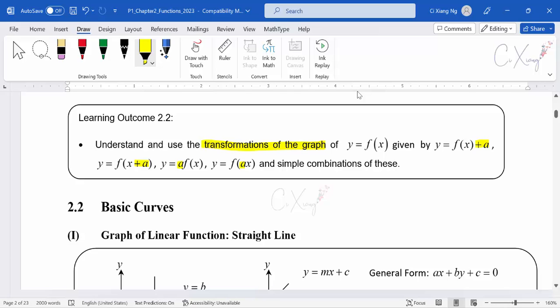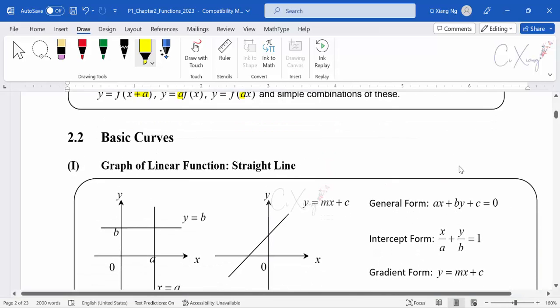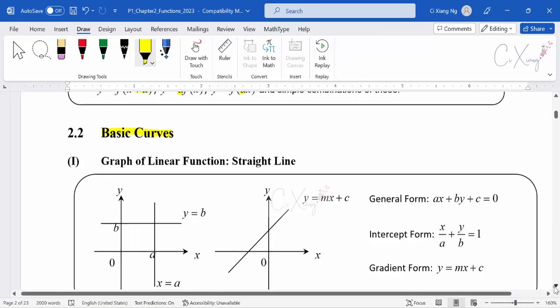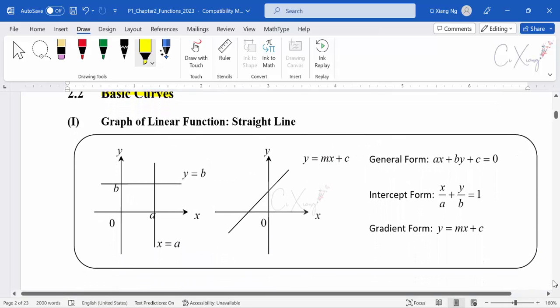Before we start on the details of transformation, we can have a look at all the basic curves, the basic curves for all the different types of functions that will be covered in the syllabus. The first one is the linear function.